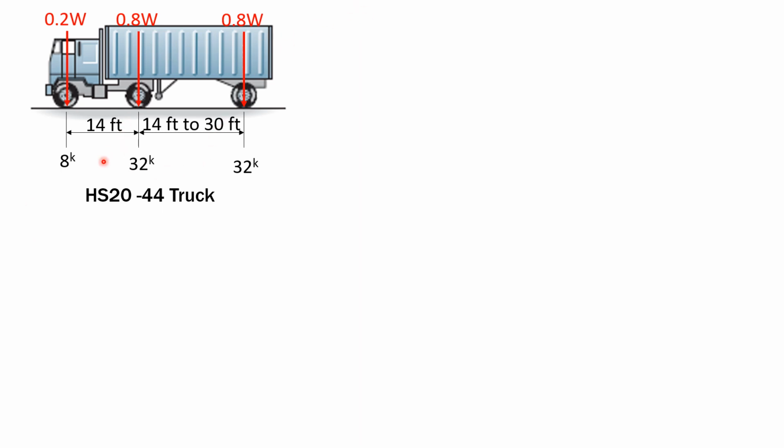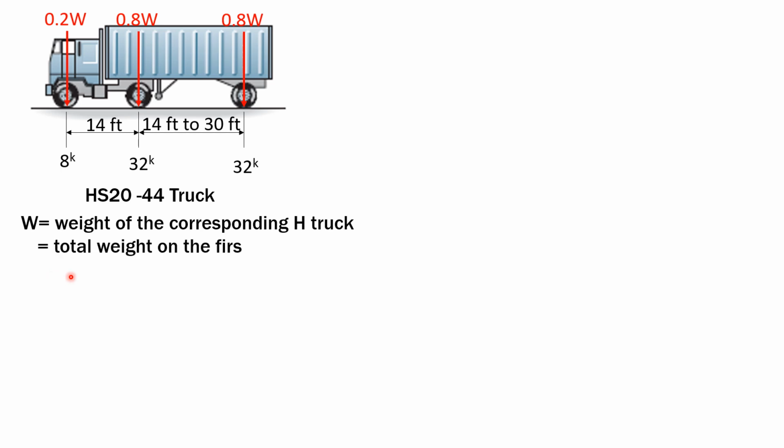So the first two, the front and the center wheel axles, is equal to 40 kips, which is correspondingly equal to 20 tons. This 44 here is the date, 1944, when this truck was standardized. So that's the meaning of that. So W is the weight of the corresponding H truck, the total weight on the first two axles.